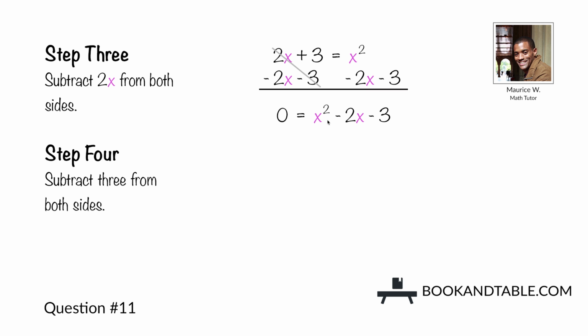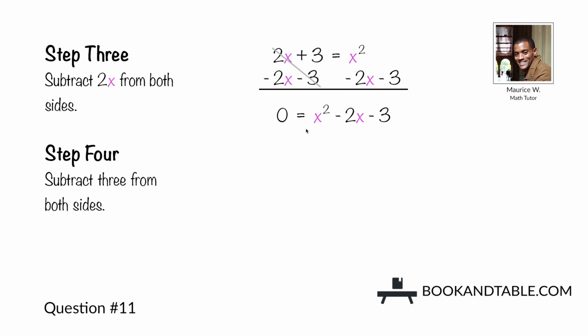So step 3, subtract 2x from both sides. In step 4, subtract 3 from both sides. 2x minus 2x is equal to 0. 3 minus 3 is equal to 0, which is what we want. We want 0 on one side of our equation and the remaining terms on the other side: x squared minus 2x minus 3.